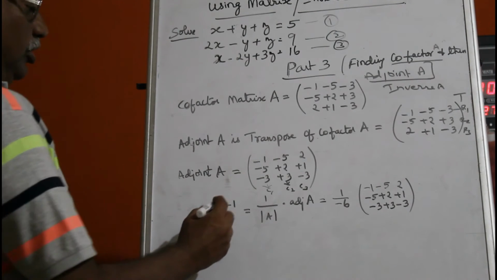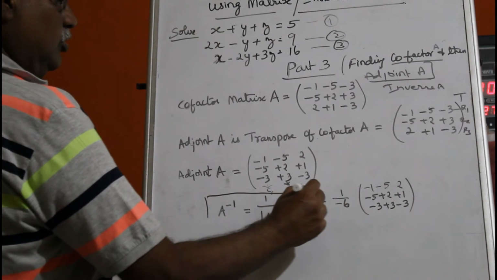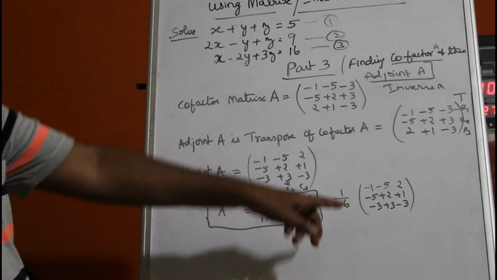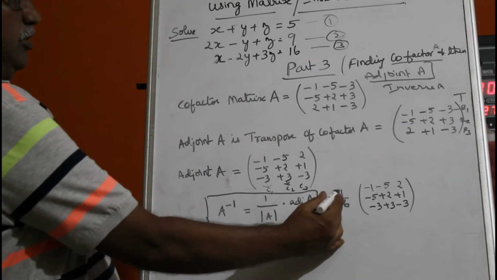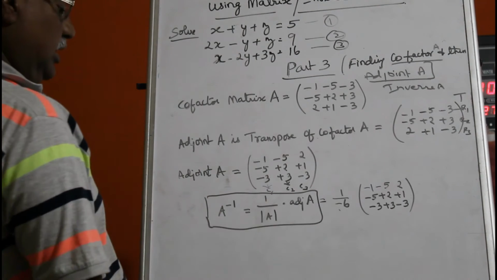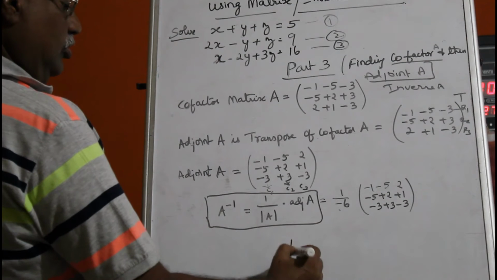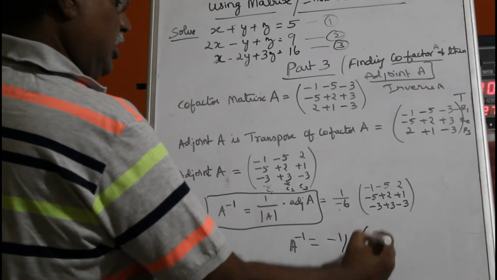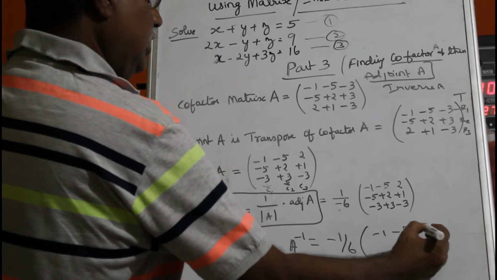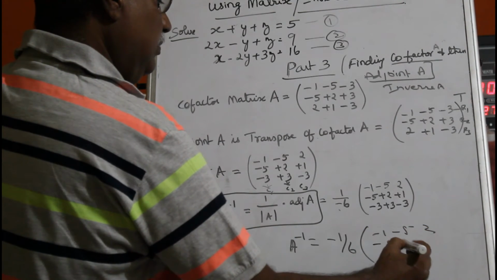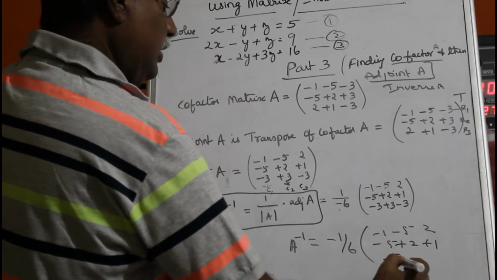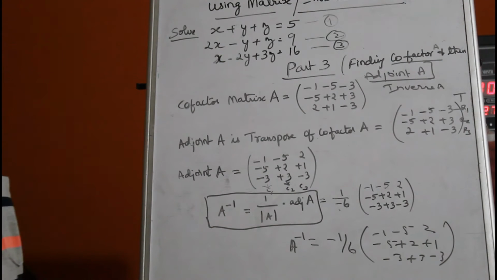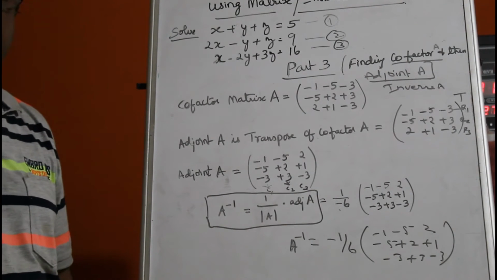And already we wrote this formula, A inverse equal to 1 by determinant A into adjoint A. We got the value, determinant A is minus 6, so 1 by minus 6 into this thing. This is called the A inverse. So you can write A inverse equal to minus 1 by 6 into the matrix minus 1, minus 5, 2, minus 5, plus 2, plus 1, minus 3, plus 3 and minus 3. So till this we cover part 3, and part 4 only we get the answer x, y and z.